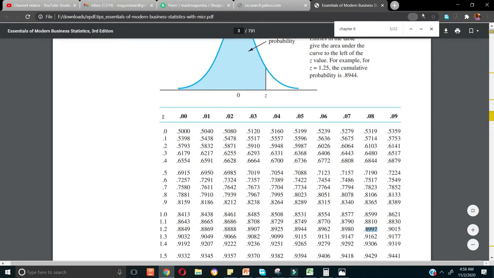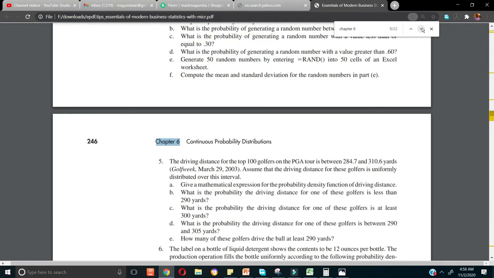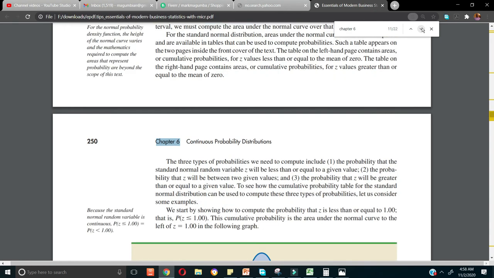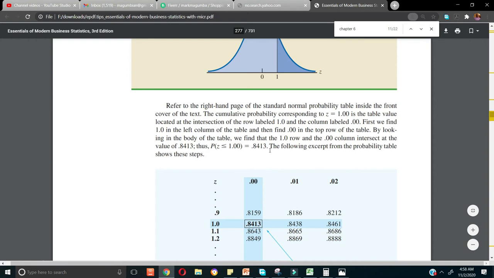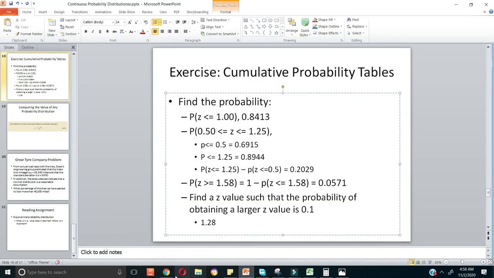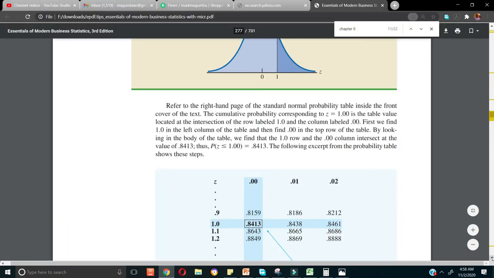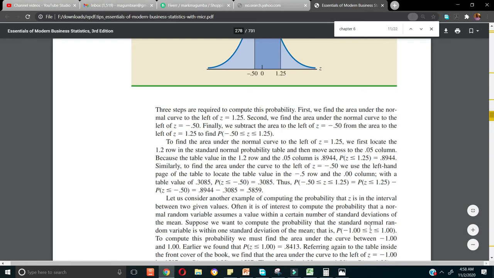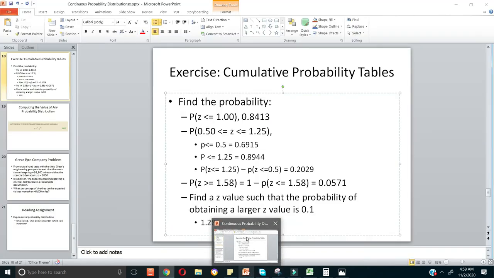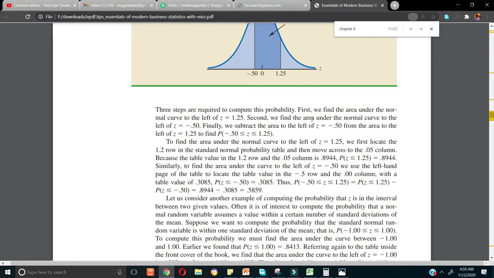So we can actually directly check if these are correct. Chapter 6. Can check if these are correct, because these are gotten out of the actual text. 0.8413, is that right? Yeah, 0.8413. Can we check the others just to see if they are correct? So this gave us 0.5859. Did we get that? What am I looking at? Between 0.5 and 1.25. So Z of 1.25 minus Z of 0.5. Yeah, it was minus 0.5.